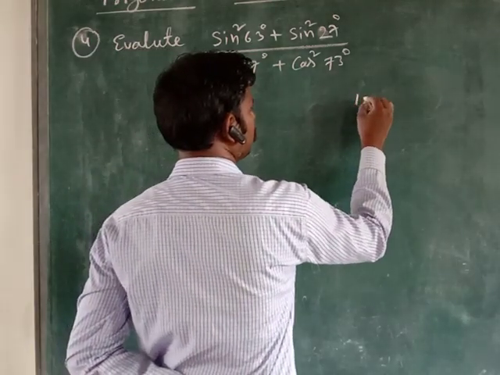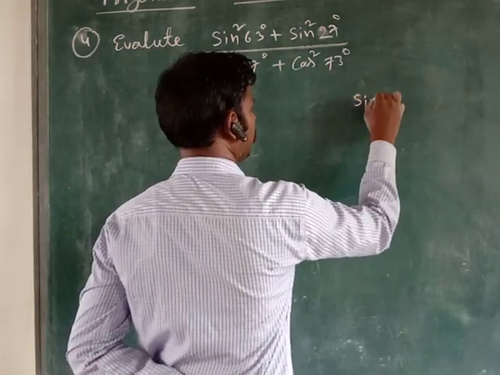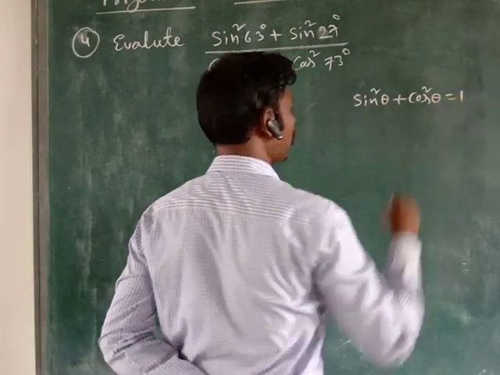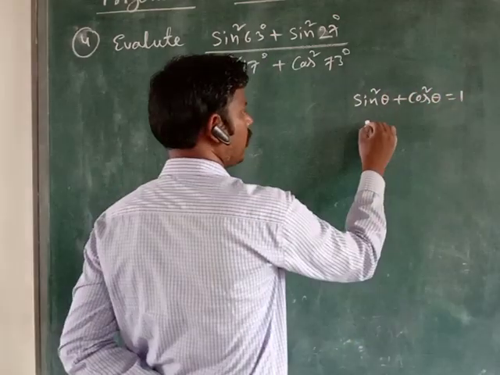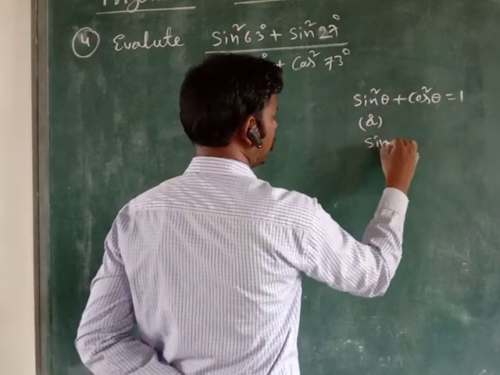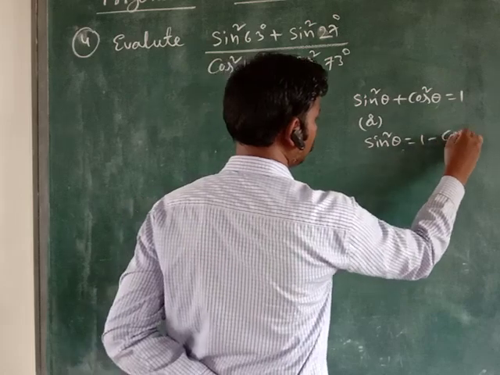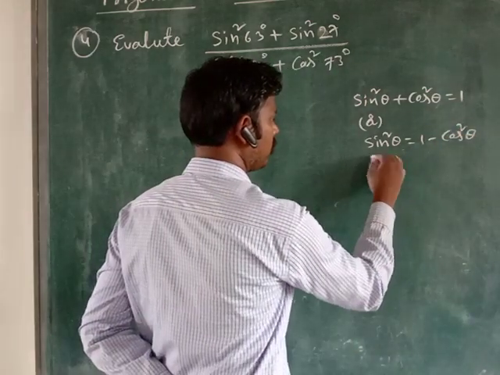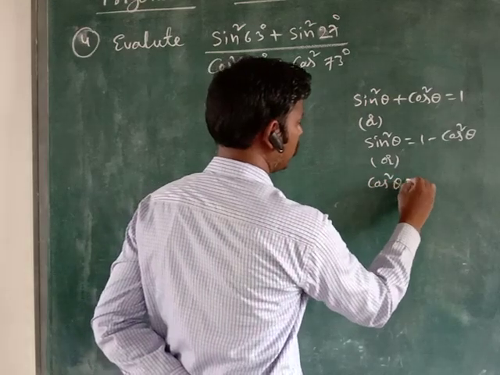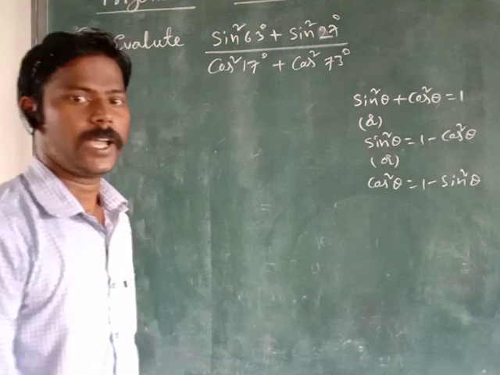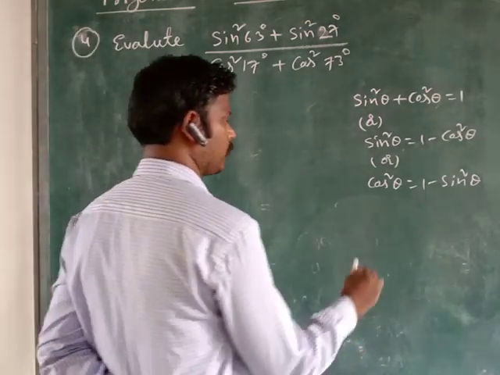So sin square theta plus cos square theta equal to 1. Or, sin square theta equal to 1 minus cos square theta, or cos square theta equal to 1 minus sin square theta, along with complementary angles also.